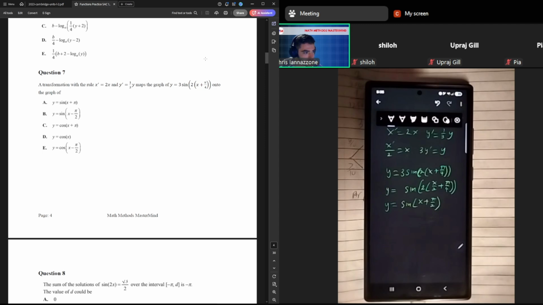It can pay to look back and forth between what you have and what's available in the A through E answers. That might inform what kind of simplification you use.